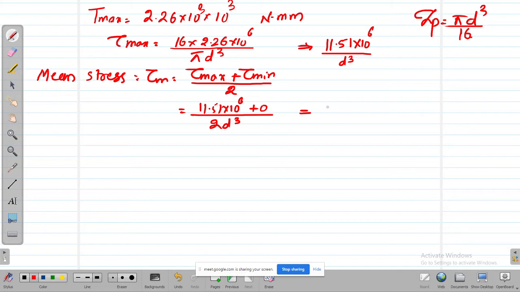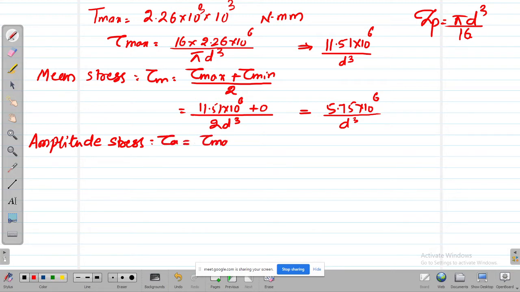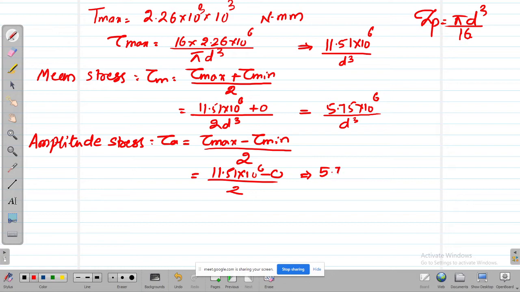How much? 5.75. So much you got here? 5.75 into 10 to the power of 6 divided by d cube. Okay. Now let us find out the amplitude stress here. This is tau a equal to tau max minus tau minimum divided by 2. So 11.51 into 10 to the power of 6 minus 0 divided by 2. We are going to get the same here, 5.75 into 10 to the power of 6 divided by d cube, right?